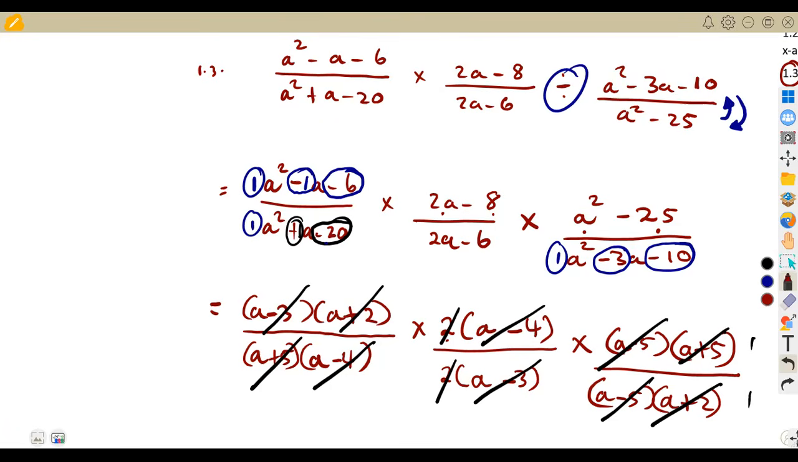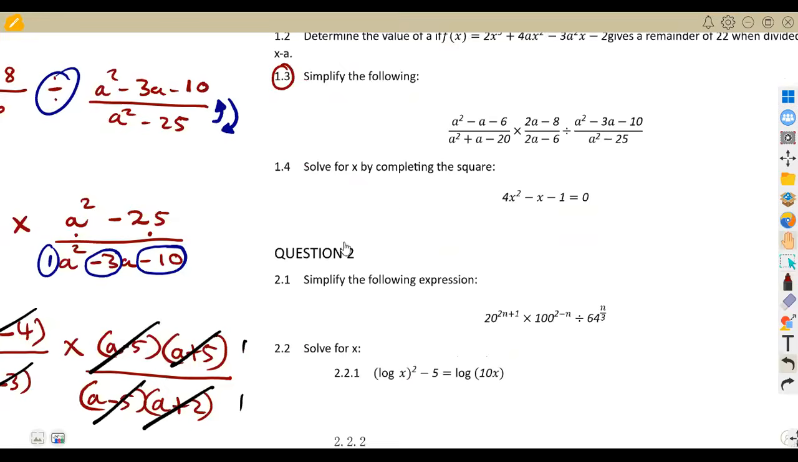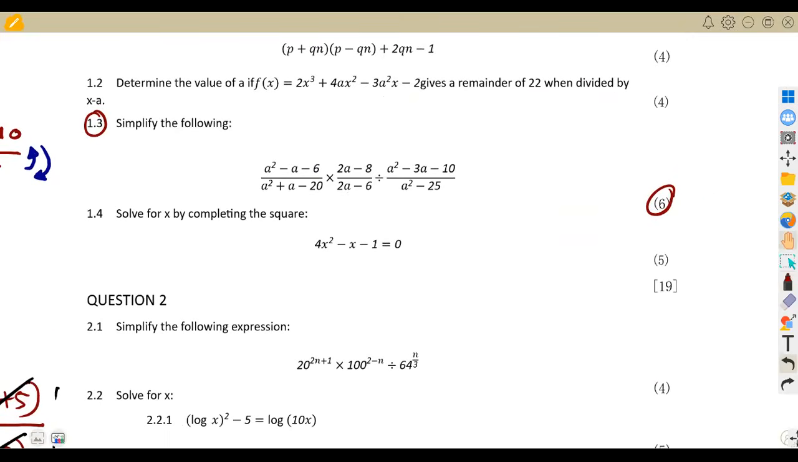And 1 over 1 gives us what? Gives us a 1. So this whole part was going to give us a 1, not a 0, but a 1, okay? So don't make the mistake of saying that if you cancel everything, then you put a 0 there. When you cancel out everything, it means we are left with 1 over 1. And 1 over 1 is equal to 1. Okay, so that was worth 6 marks.